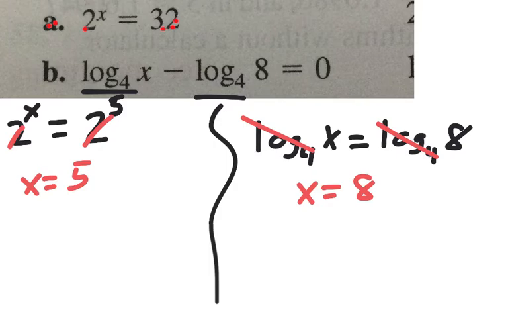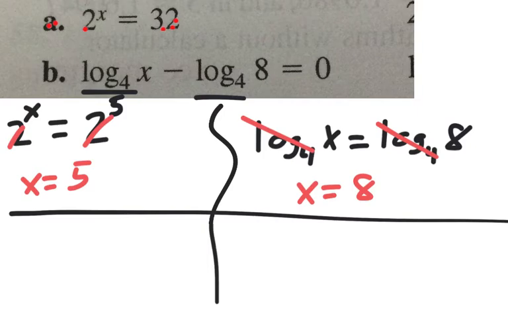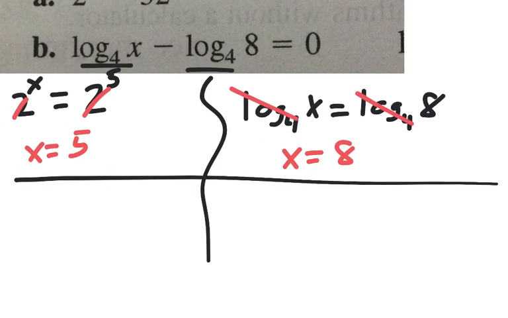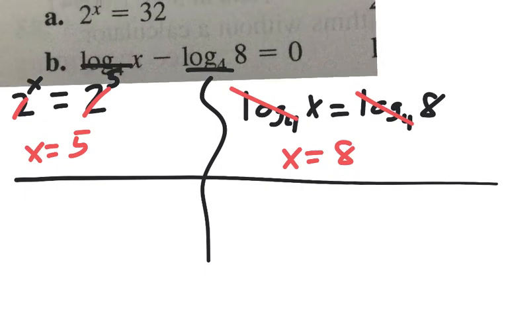Any questions about how to do those? That's the way I would do those two problems. That's the quickest way. All right. Now I'm going to show you another way you can work them because sometimes you might have to do this. All right. So like if I look at A, say that I didn't know how to write 32 as a base of 2.